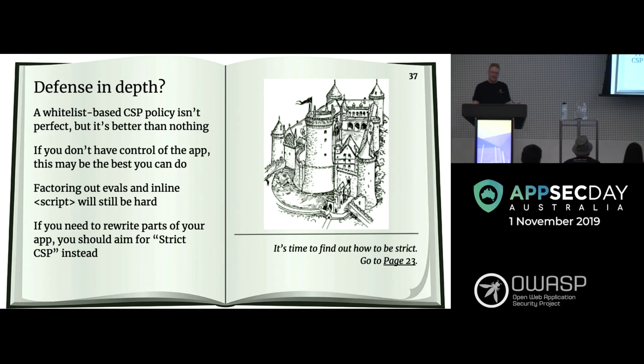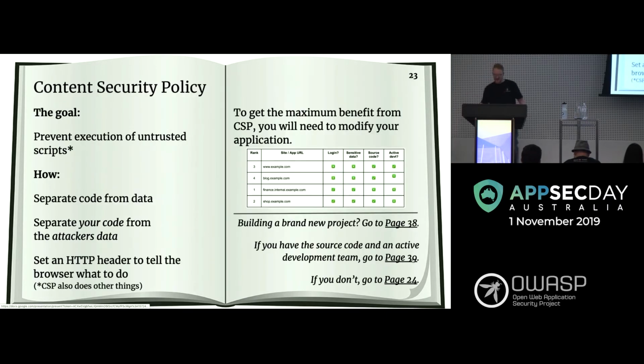But it's still better than nothing, right? Like, Queen Elizabeth has survived all this time not because a moat is a perfect defense, but because it's an additional defense. And this might be the best approach you can do. But if you're going to go and rewrite stuff, you should aim for strict CSP. So let's go back and choose that path.